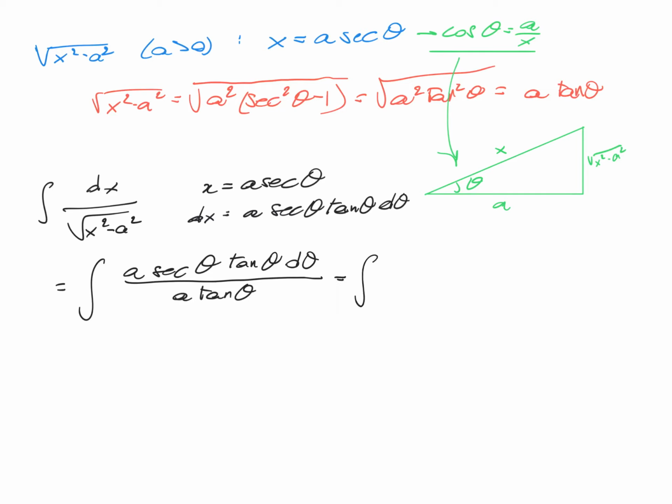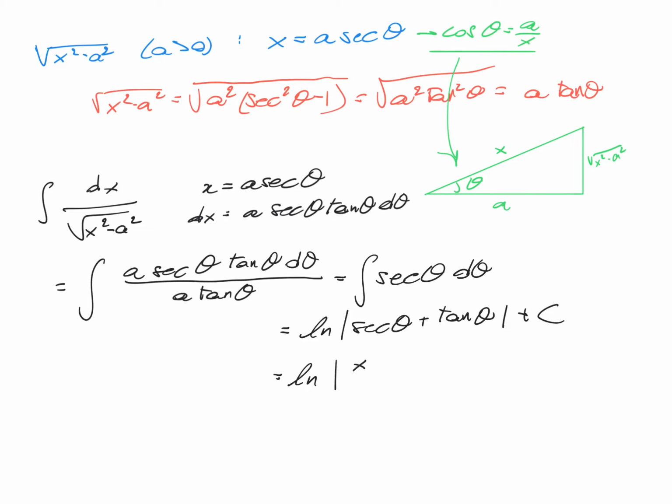After simplifying this expression, we get the integral of secant theta d theta, and this integral we calculated earlier is the logarithm of secant theta plus tangent theta plus a constant. Transforming back, so this is the logarithm. Secant of theta is 1 over cosine of theta. So we know that secant of theta is x divided by a. And then the tangent of theta we can find in our triangle. The tangent of theta is equal to root of x squared minus a squared divided by a, plus a constant. We could even simplify a little further.